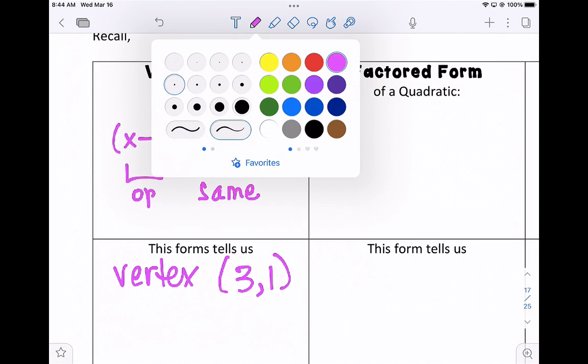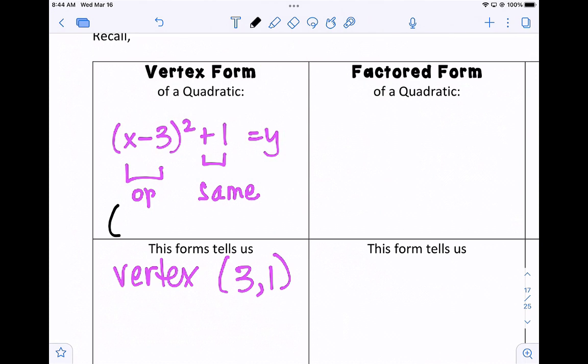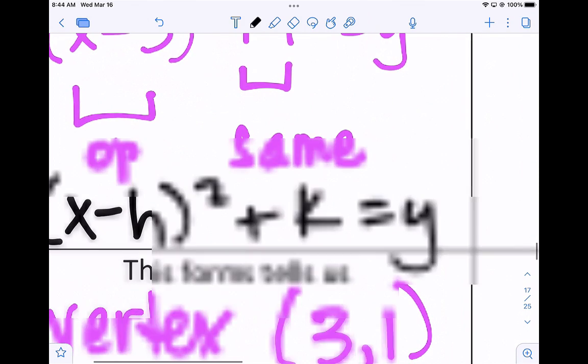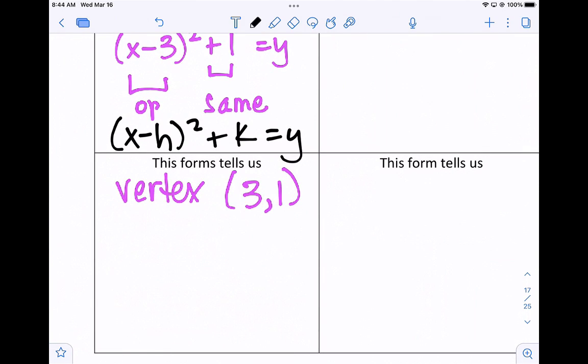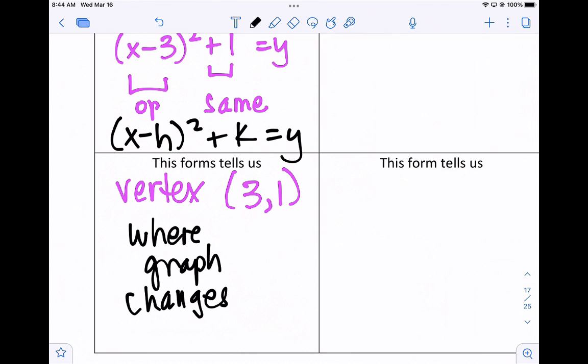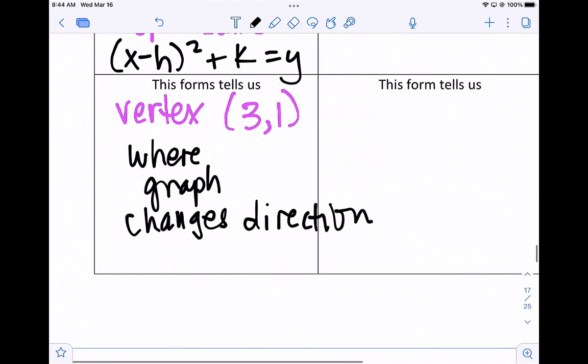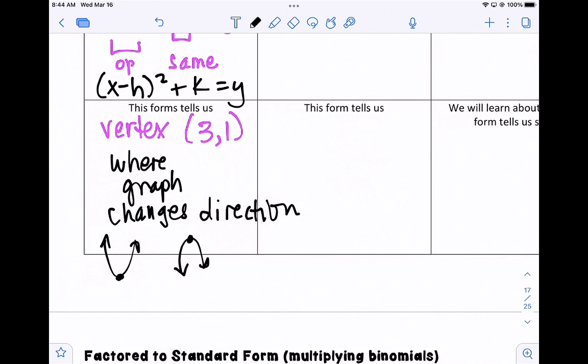If you want to see the form written with letters, it's x minus h squared plus k. So you'll see a squared, and then you'll see some number on the outside, and this is shifting the graph, and that tells us the vertex, where it changes direction. It's either going to be the max or the min, depending on if it's a smiley face graph or a frowny face graph. It'll be where it changes direction.